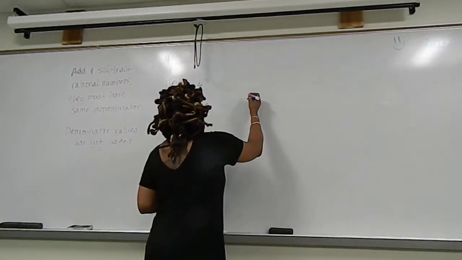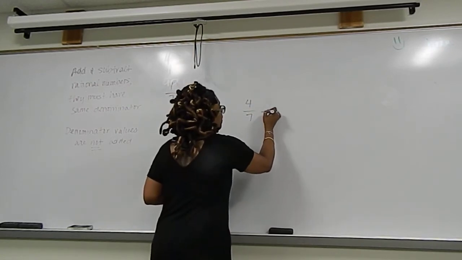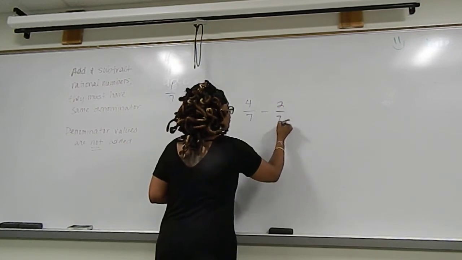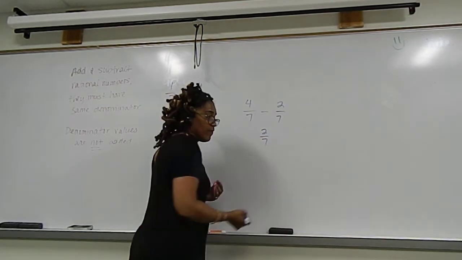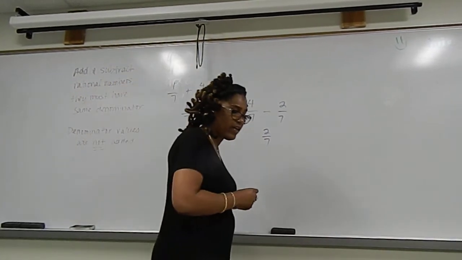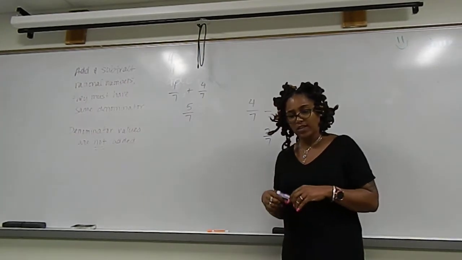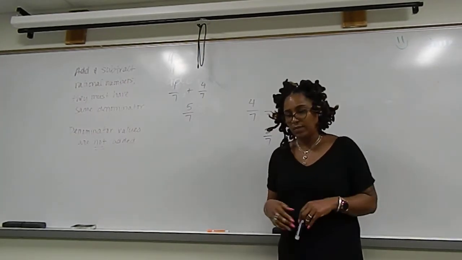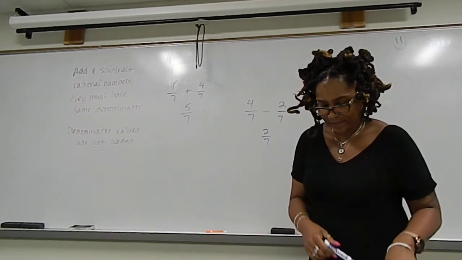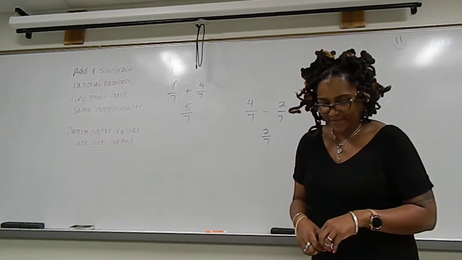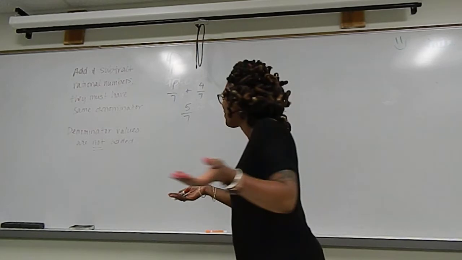But if I had 4 over 7 minus 2 over 7, then 4 minus 2 is going to be 2 over 7, right? Those are called like fractions because they have the same denominator. So what do you call fractions that do not have the same denominator? I'm waiting. Unlike fractions. Yes, they're unlike fractions.